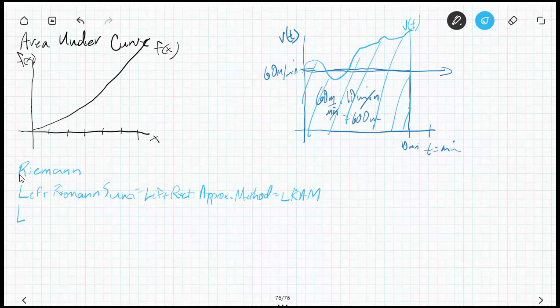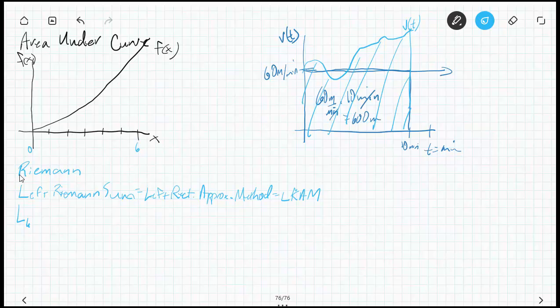So what we're going to do is L sub 6 on this function. And what Riemann said is, hey, let's just start with rectangles. I'm going to start on the very left-hand side of this interval. I'm assuming that this interval goes from 0 to 6, and we're going to divide it up evenly.